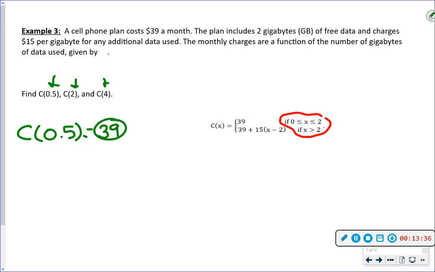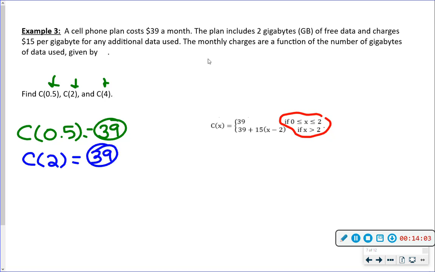Now we're going to do C of 2. More of the same. So again, I'm looking at what I circled in red to figure out where I'm plugging the 2. Is it just going to be the 39 or do I have to do some work? Well, you've got the equal to on 2 in the top one, so it's the top answer. It's just the 39 again. Seems hardly worth doing.